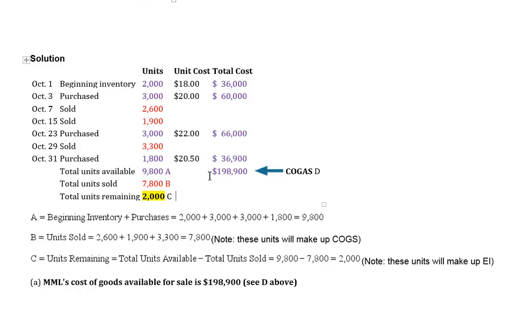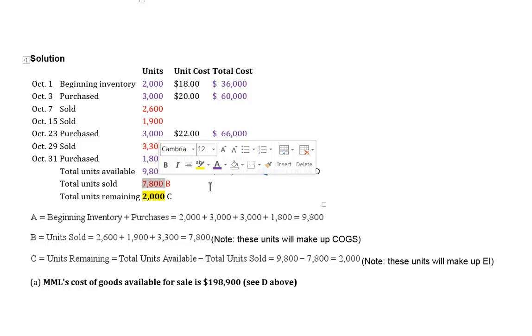So now, how many units did I sell? Well, I sold 7,800 units. Those are the units in red, because it says sale, right? So what I'm doing in part B is I'm costing of the 9,800 units that I have available to sell. I sold 7,800 of them. So if I sold 7,800 of 9,800, then I must have 2,000 left.